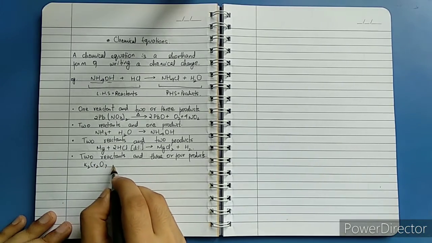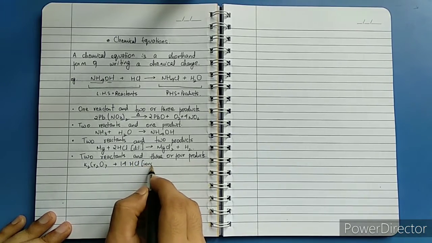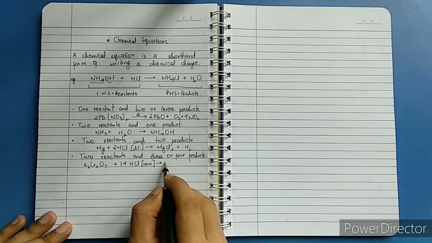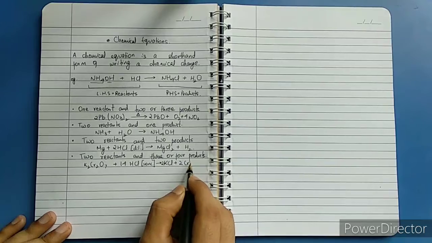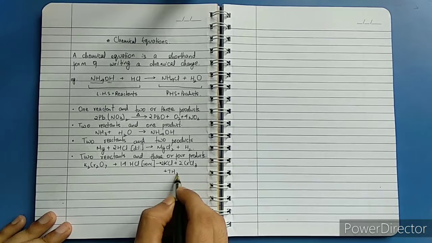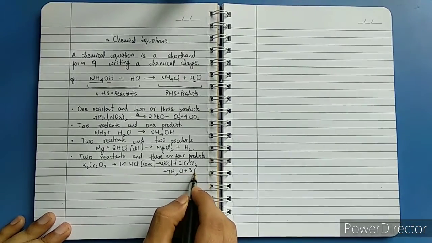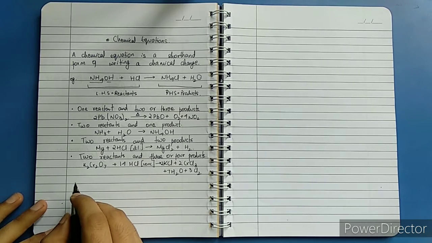K2Cr2O7, potassium dichromate, reacts with concentrated HCl to form 2KCl, chromium chloride 2CrCl3, plus 7 water molecules and 3 molecules of chlorine. So this is a reaction in which there are two reactants which react to form 3 or more products. Okay. So a chemical equation, what information does it provide?